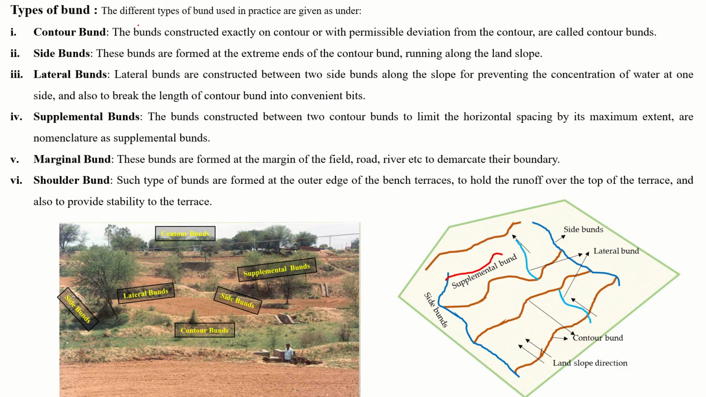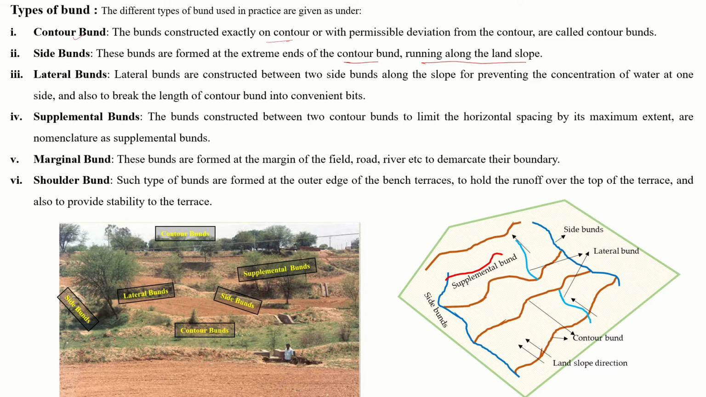Let us see the types of bunds. The different types of bunds used in practice are, first, the contour bund. Contour bunds are constructed exactly on the contour. Side bunds are formed at the extreme end of the contour bunds, running along the land slope.